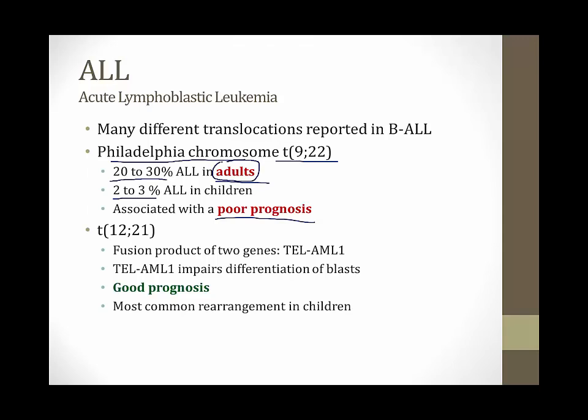The second chromosomal translocation is between chromosomes 12 and 21. This creates a fusion product of two genes called TEL-AML1. This fusion product impairs the differentiation of blasts and leads to the acute leukemia. Importantly, this translocation is associated with a good prognosis overall, and it's a very common rearrangement found in children, and that's an easy way to remember that the prognosis of ALL overall is good among children.